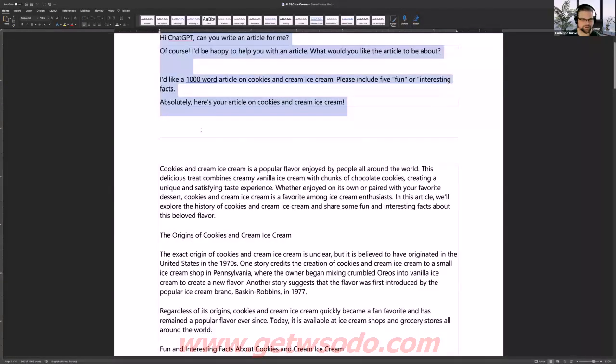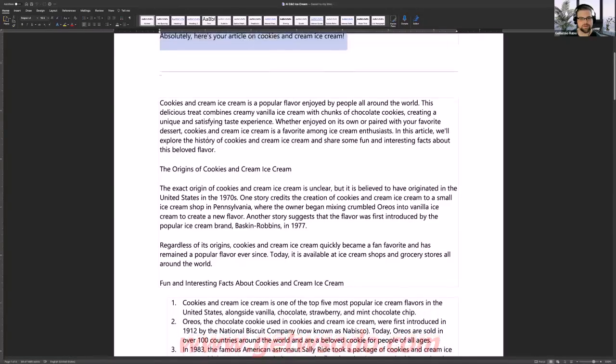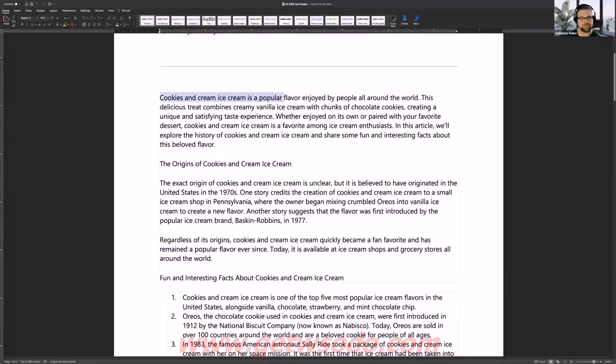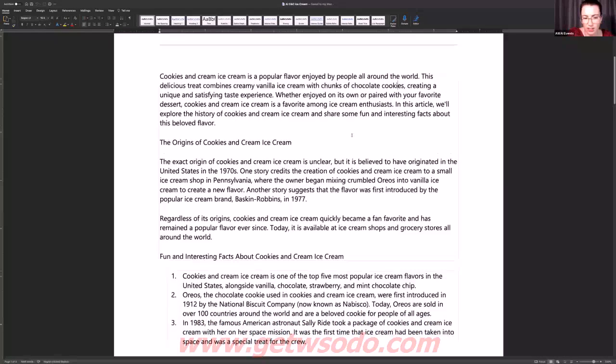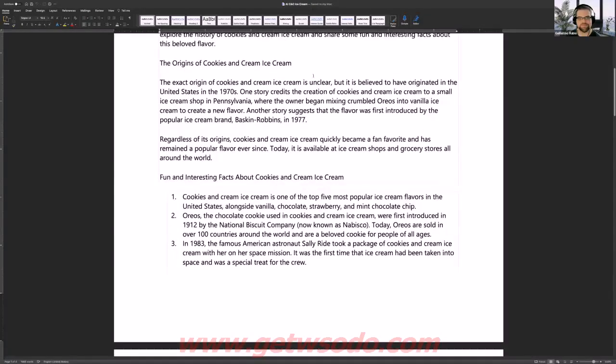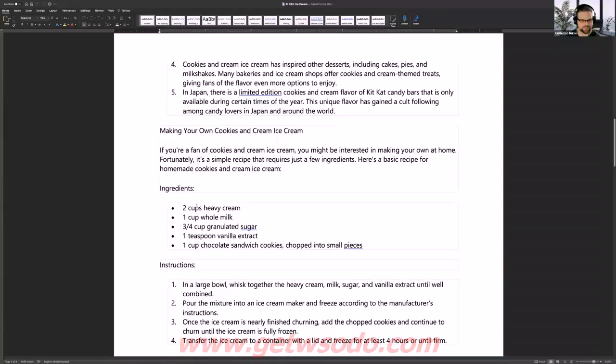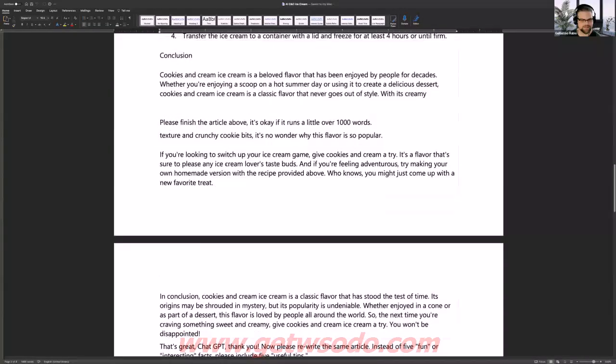Okay. So the article's okay. Interesting. It's not quite correct. It says creamy vanilla ice cream with chunks of chocolate cookies. Well, I guess it might have started out with chocolate cookies, but hey. True. All right, so it gave us this, and it's the same format that it gives everybody, right? So let's take a look here.